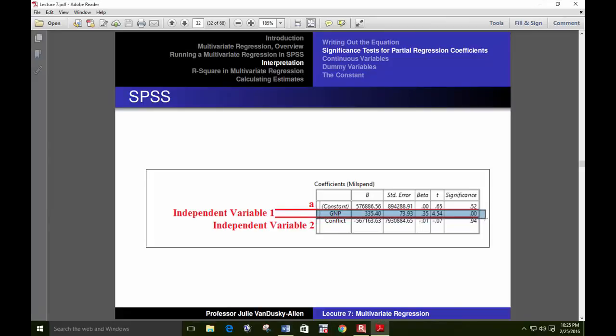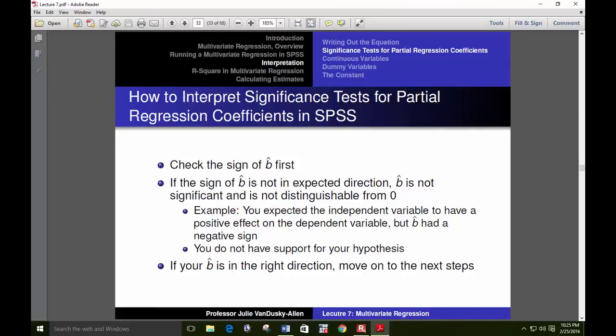Recall that these rows tell us the statistics associated with the B hat for each independent variable. The B cell here tells us what B hat is. First, you should look at the sign of B hat. If it is not in the expected direction, then B hat is not significant and is indistinguishable from 0. So let's say you expect the independent variable to have a positive effect on the dependent variable, but B hat was negative. Then your B hat is automatically insignificant. You do not have support for your argument. If your B hat is in the right direction, move to the next steps.